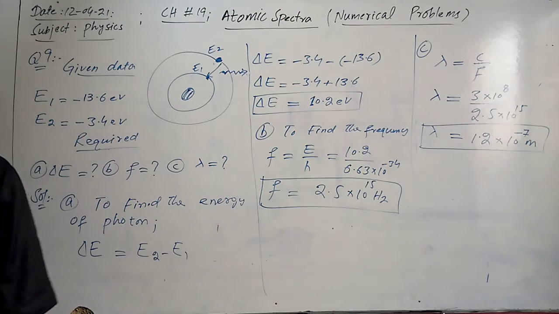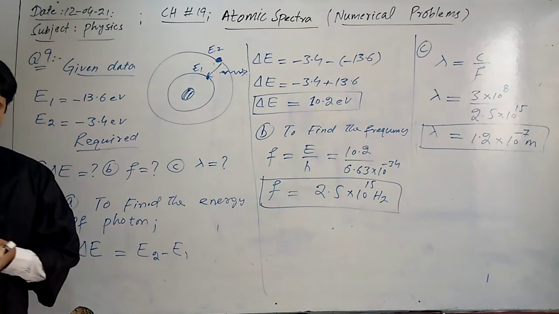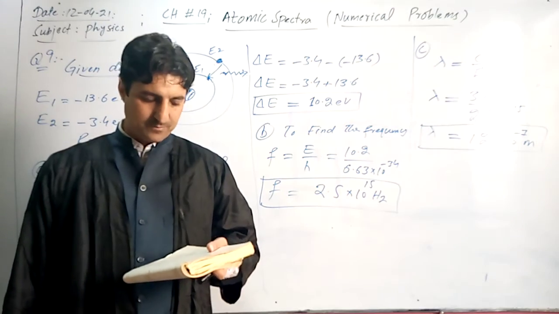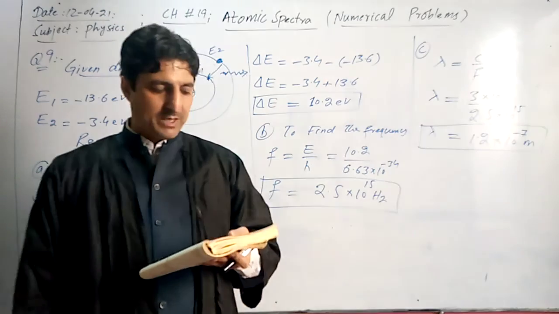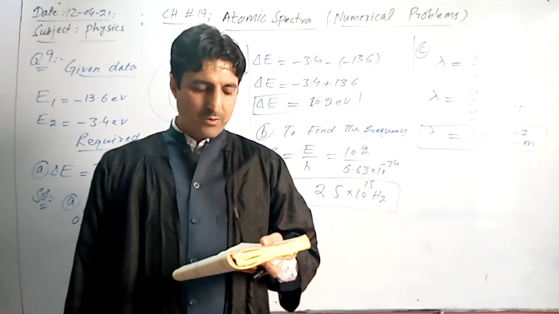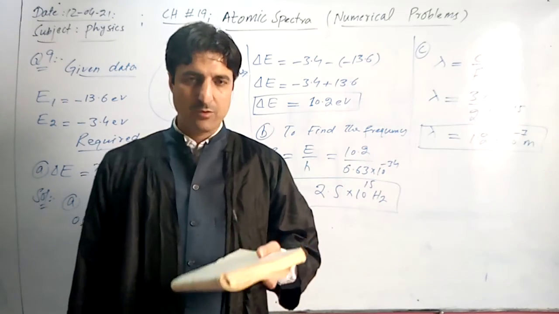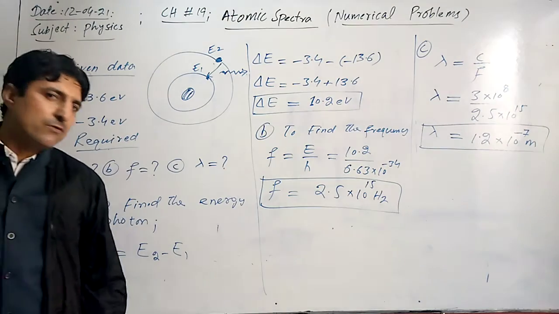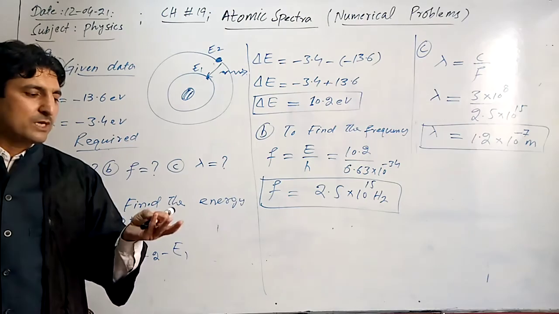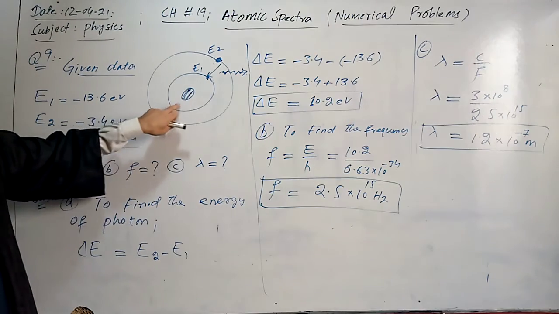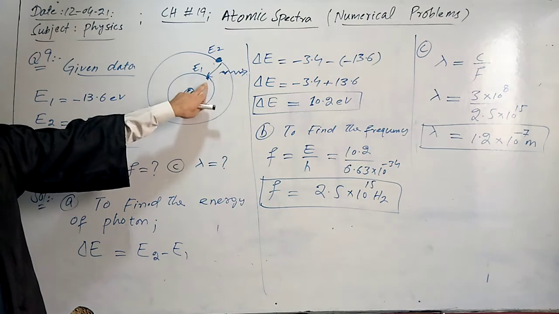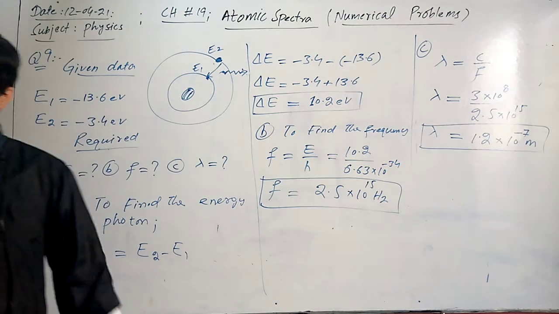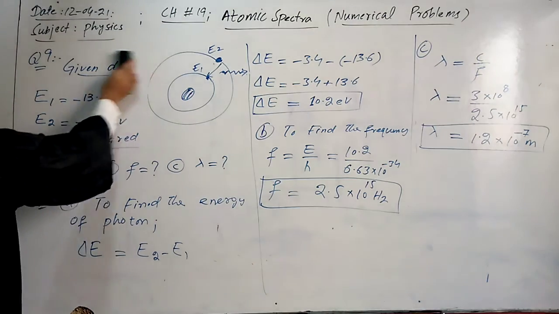In question number 10, it is stated that an electron is in the first Bohr orbit of hydrogen. Find two things: the speed of the electron, and the time required for the electron to circle the nucleus. We have to calculate the speed of the electron in this first orbit, and secondly the time in which it completes one cycle. How much time will it take? So let's solve this question number 10 also.